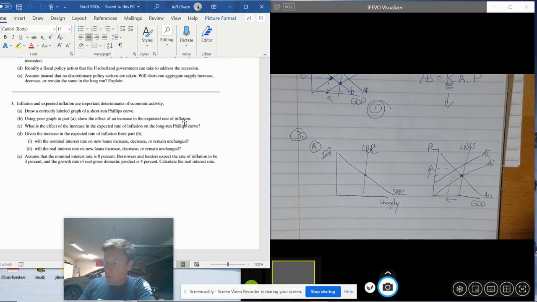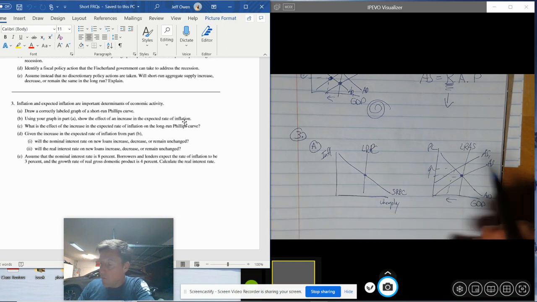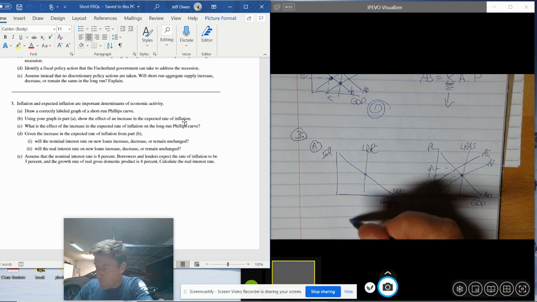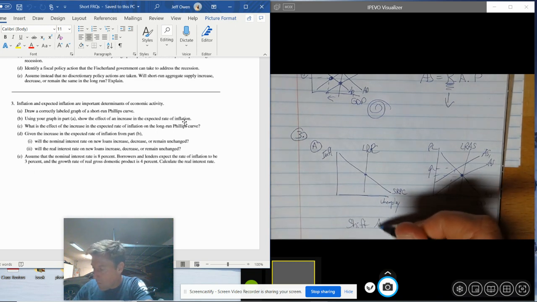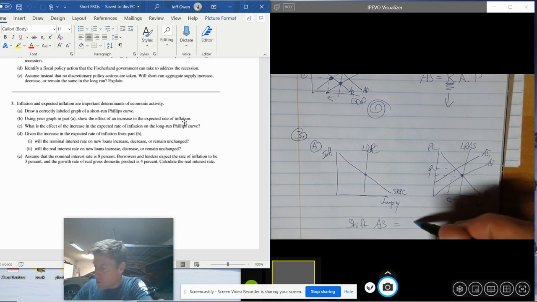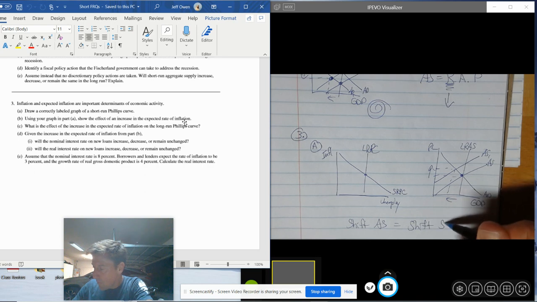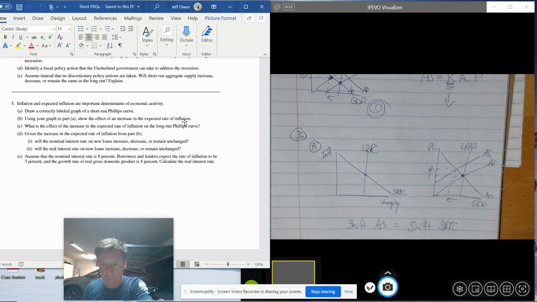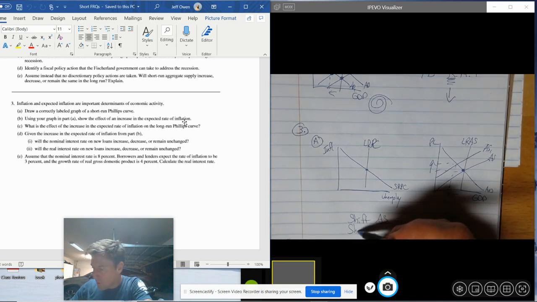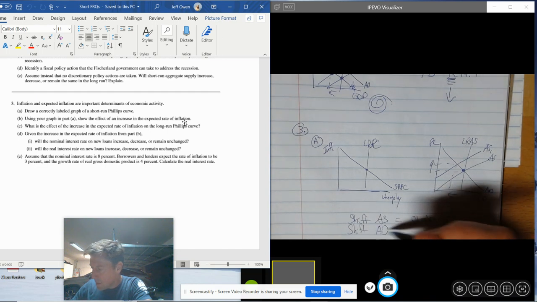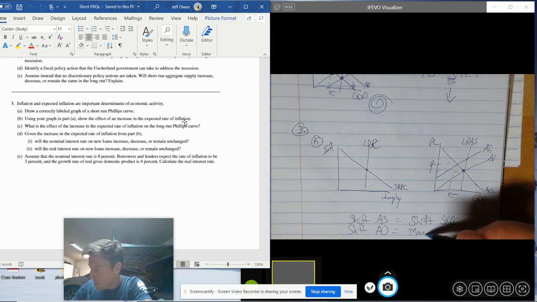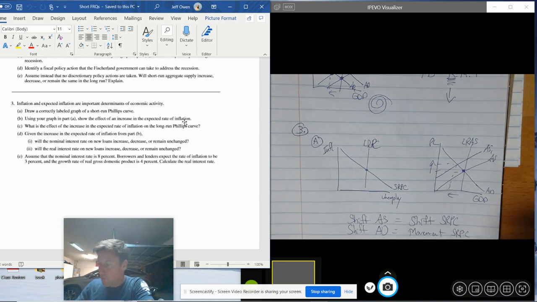Now, how do we translate that over here? Well, in this case, we do know one thing. If you have a shift of AS, it's going to result in a shift of our short run Phillips curve, because a shift in AD is a movement along our short run Phillips curve. So in this case, I know that I'm going to have to shift the short run Phillips curve. But where am I shifting it to?